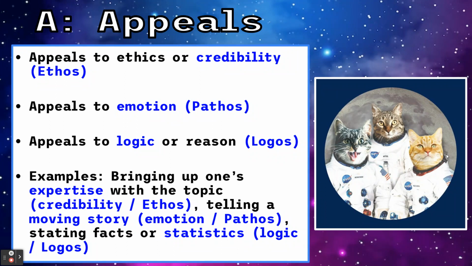A, appeals. These are what you covered in lessons 1 through 3. Remember, we have the appeal to ethics or credibility, that's ethos, appeals to emotion, pathos, and appeals to logic or reason, logos. So, for example, bringing up your expertise with the topic, that shows your credibility or ethos. Telling a moving story, so again, playing into emotion or pathos. And stating facts or statistics, playing into logic or logos.